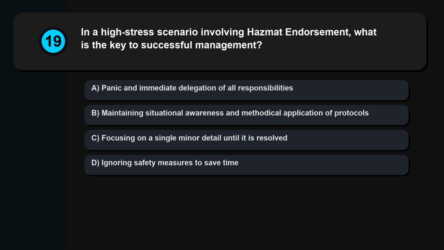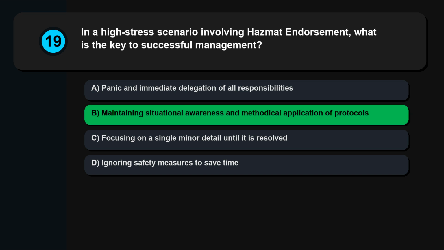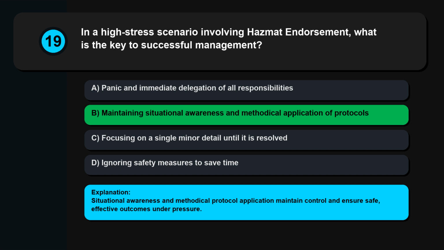Question 19. In a high-stress scenario involving Hazmat endorsement, what is the key to successful management? Panic and immediate delegation of all responsibilities, maintaining situational awareness and methodical application of protocols, focusing on a single minor detail until it is resolved, ignoring safety measures to save time. Situational awareness and methodical protocol application maintain control and ensure safe, effective outcomes under pressure.